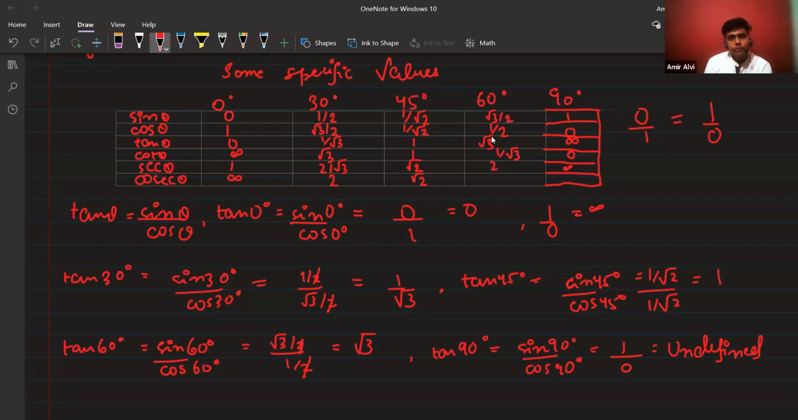So 60 degree, what will be it? Sine 60 is root 3 by 2, so cosec 60 would be 2 by root 3. Sorry, my mistake. Yes, sir. Sine 90 is 1. What will be the cos 90?